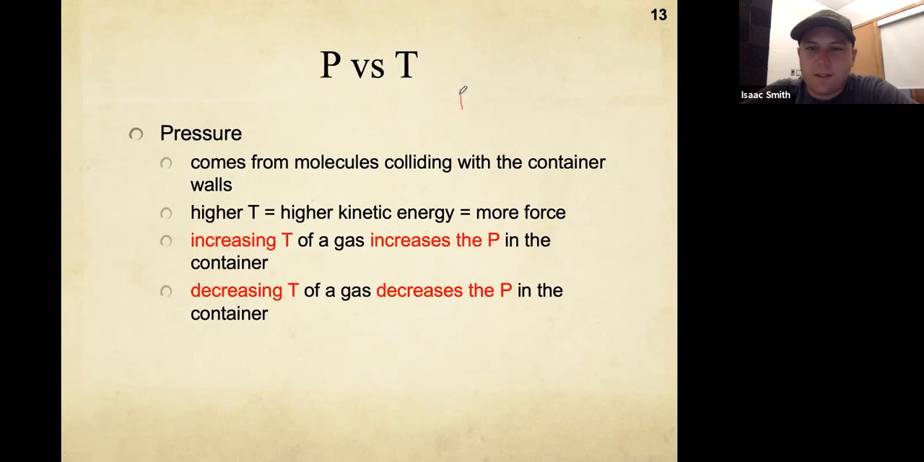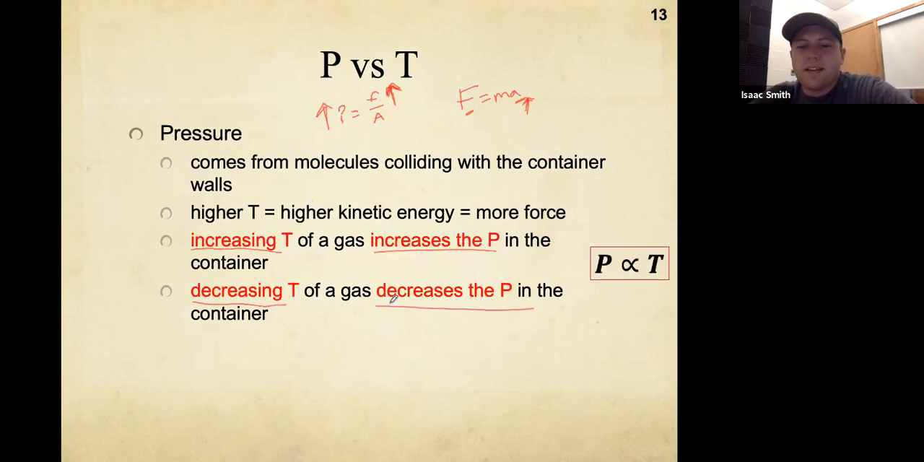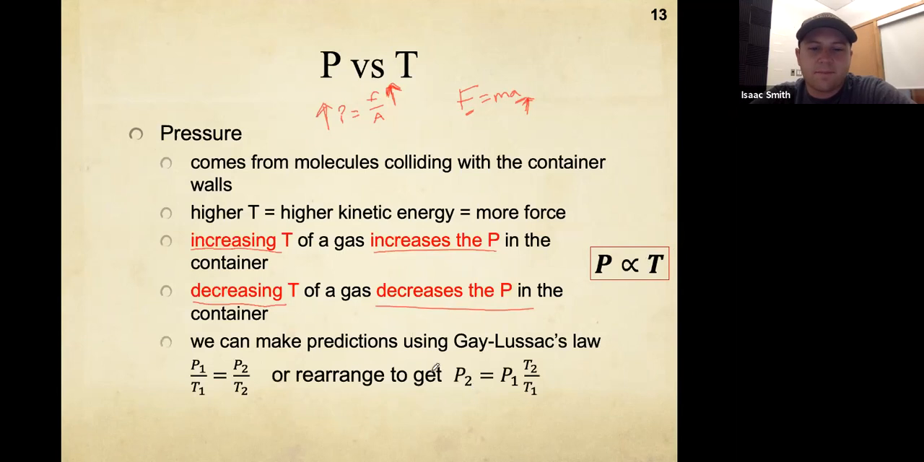So some simple physics here: force equals mass times acceleration. Okay, so if a particle is moving faster or has a higher acceleration, it's going to have greater force. And then pressure equals force over area. So if you increase the force, you're going to increase the pressure over a fixed amount of area. Okay, so all that to say, increasing the temperature increases the pressure. Decreasing the temperature decreases the pressure. So we can say that pressure and temperature are proportional to each other because of that.